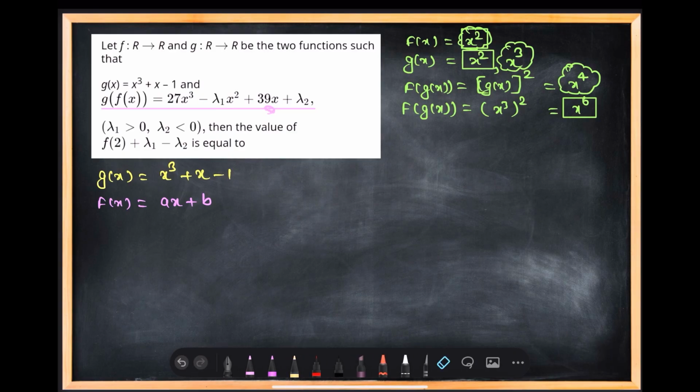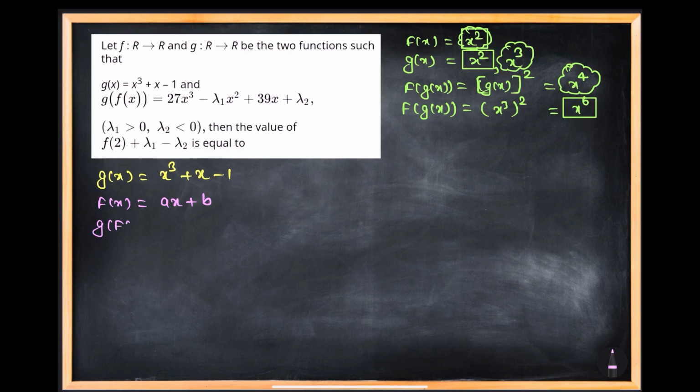Now my point is, leave the question and focus on your g of f of x. So g of f of x will become what? You have to replace x in g with f of x. So you will be writing f of x cube plus f of x minus 1. Now just replace it with ax plus b. So (ax plus b) cube plus ax plus b minus 1.